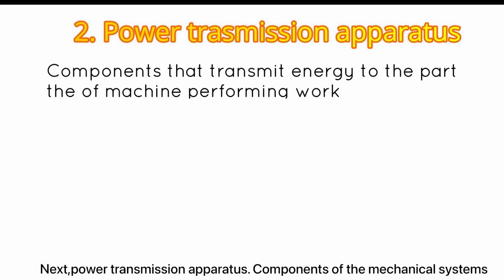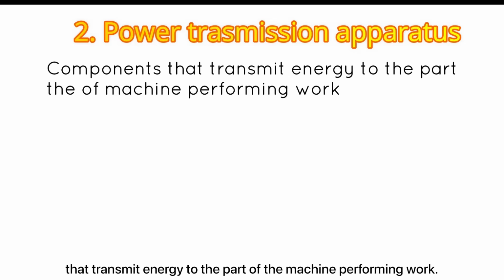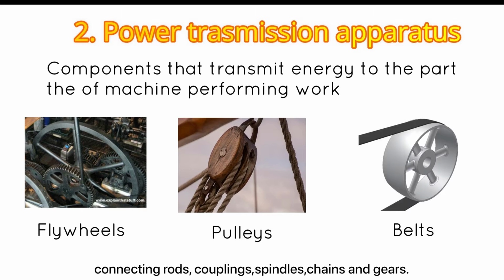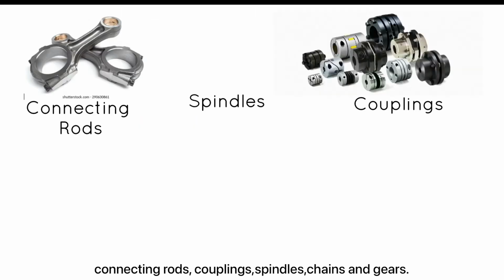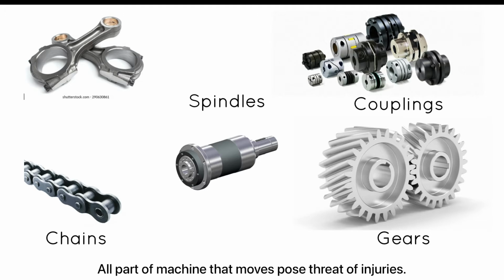Next, power transmission apparatus. These are components of the mechanical system that transmit energy to the part of the machine performing work. For example, flywheels, pulleys, belts, connecting rods, couplings, spindles, chains, and gears. All parts of the machine that move pose a threat of injury.